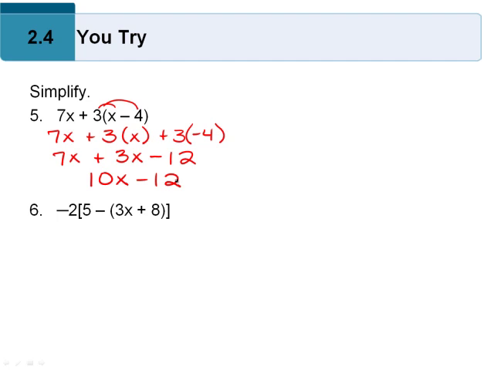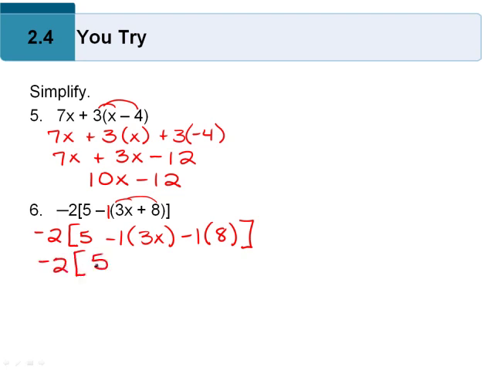Okay? Number 6, we've got brackets and parentheses. So we're going to start with the parentheses. And what you're distributing here, see that minus sign? Remember, put in that imaginary 1 there. So bring down negative 2 and the 5. And we're going to distribute negative 1 to those two terms. So negative 1 times 3x and negative 1 times 8. And put that bracket there. Okay? So we still have negative 2 on the outside. Bring down the 5. Negative 1 times 3x is negative 3x. And negative 1 times 8 is negative 8.